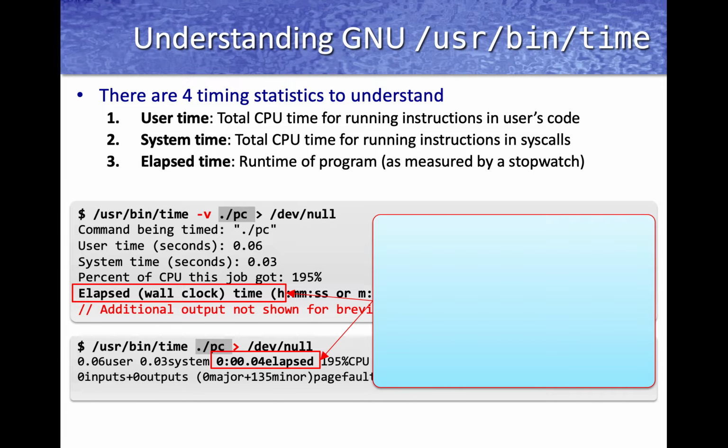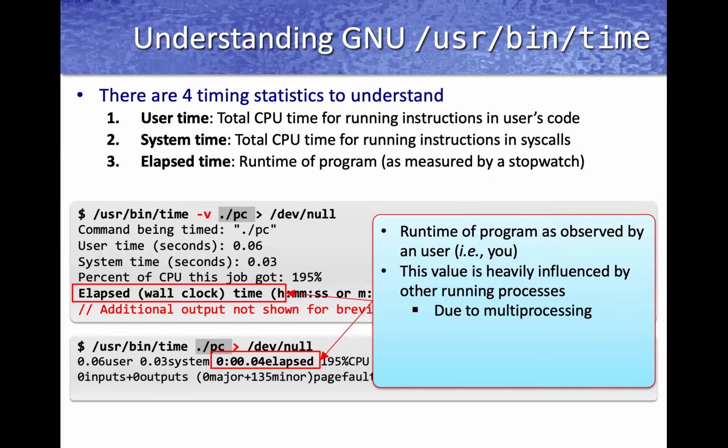The third data point to keep in mind is elapsed or wall clock time. This is the runtime of the program as would be observed or perceived by a user. That means if you run a program and you use a stopwatch, this is the time you would observe that the program took to run. This value, the elapsed time, is heavily influenced by other processes due to multiprocessing. Keep in mind, if you have many programs running on a system, they're all sharing time on the CPU. So the time taken to execute instructions can be higher if there are more processes running on the machine taking CPU time.